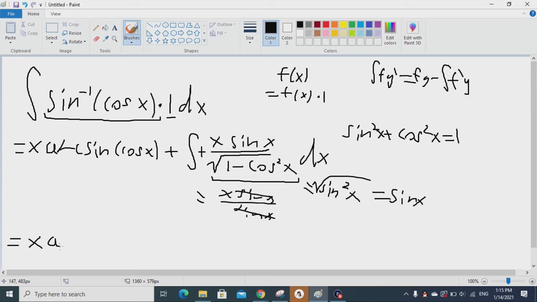Alright, so now we can go ahead and write down. So again, that just simplifies to x, so we just have the integral of x, so that's obviously quite easy. So our final answer is just going to be x arcsine cosine of x plus x squared over 2, because that's the antiderivative of just x. And then go ahead and put down your plus c, and you're done.